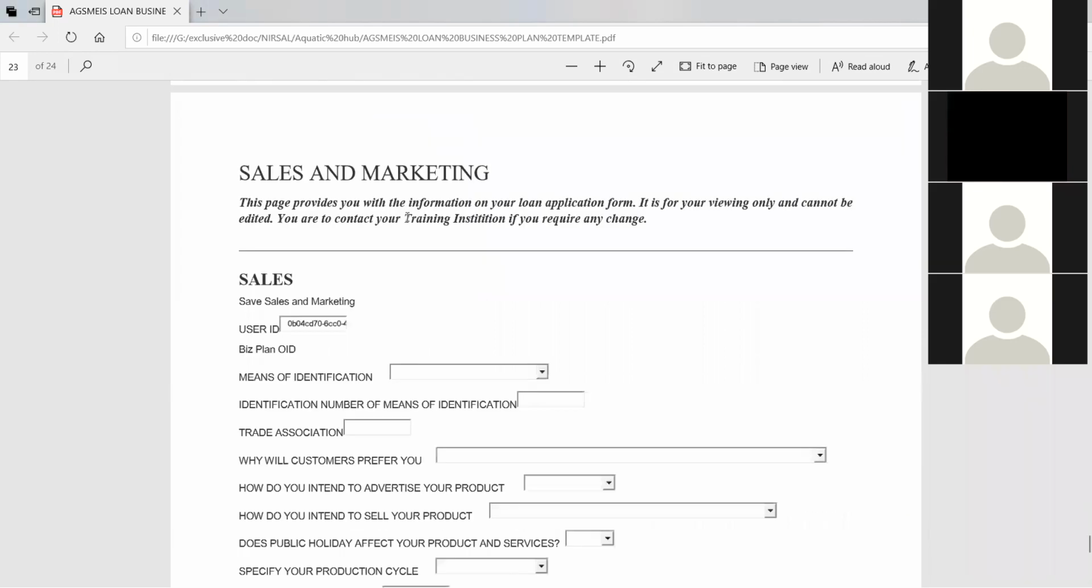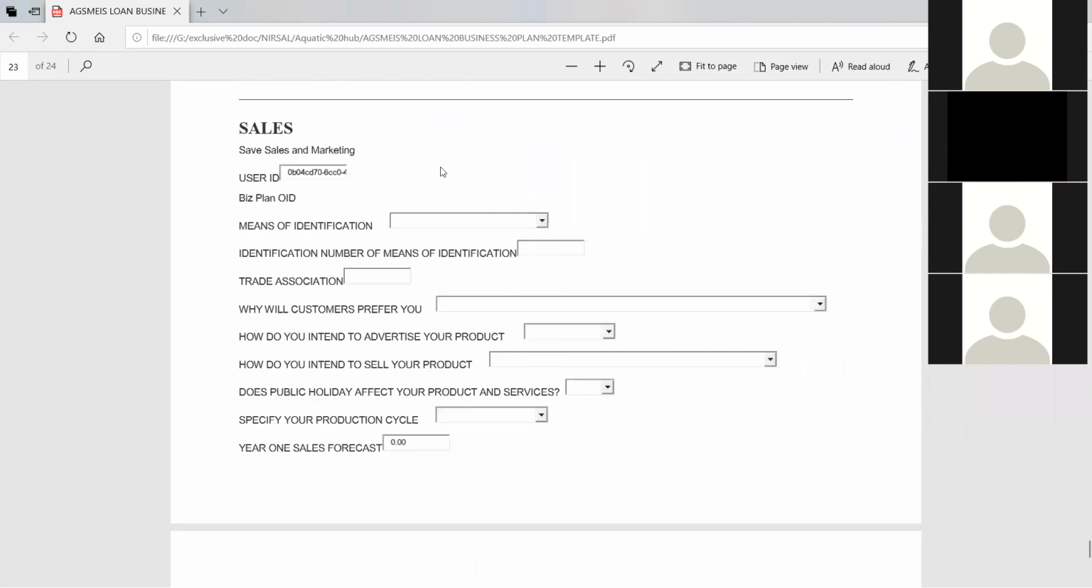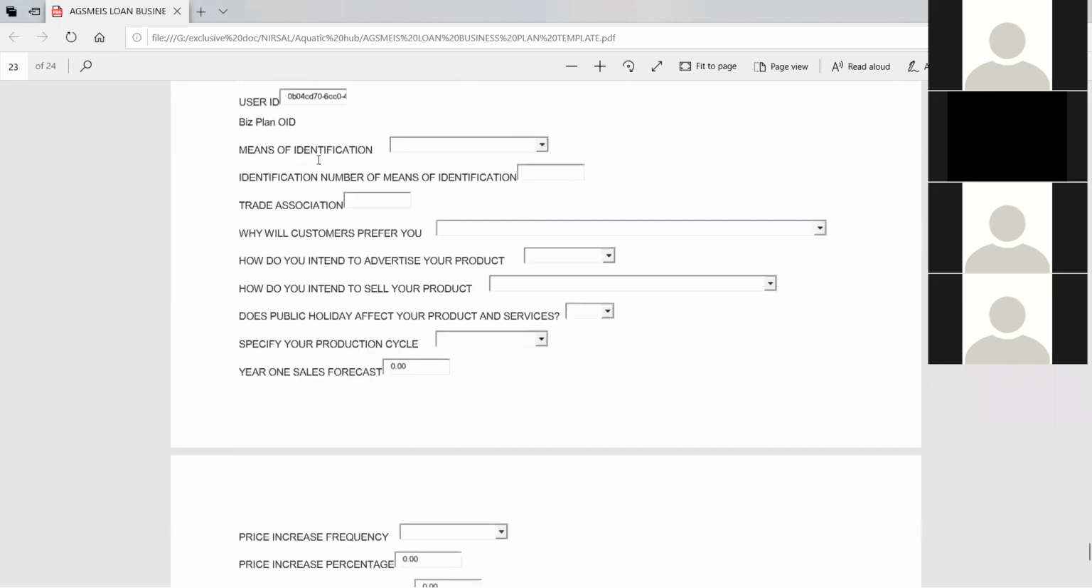Then sales and marketing. Under sales and marketing, just click your means of identification, either voter's card or national ID card, then the number, then your trade association. If you belong to any trade association or cooperative, put the name here. If you don't belong to any, put the name of your training institution here. If you don't fill here, you cannot submit.